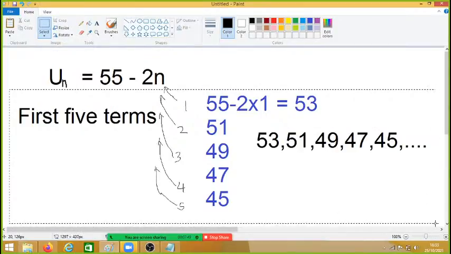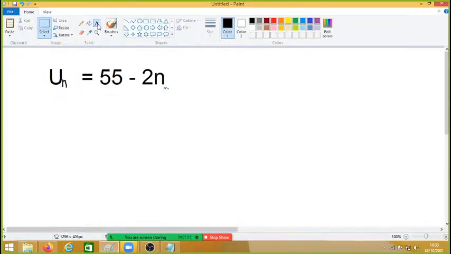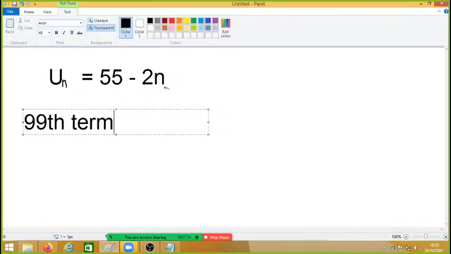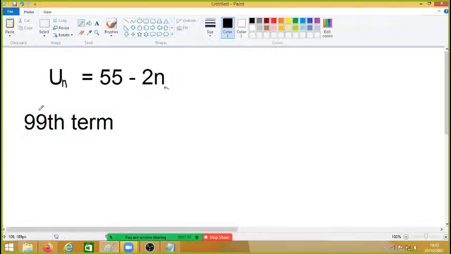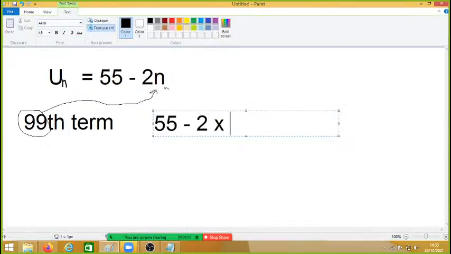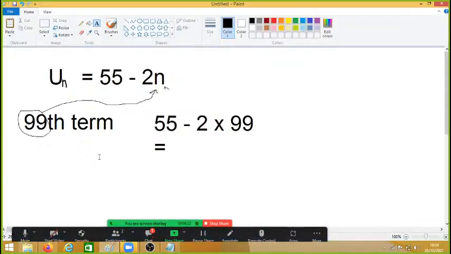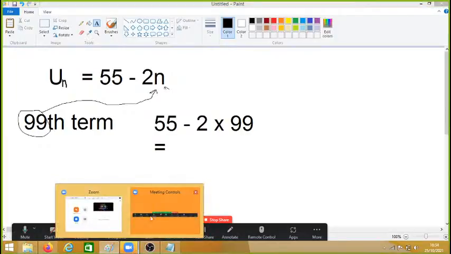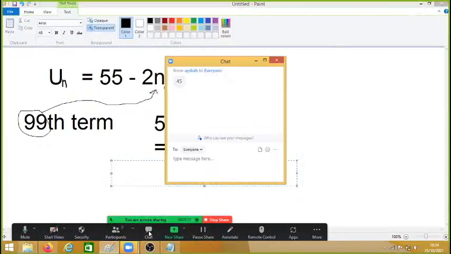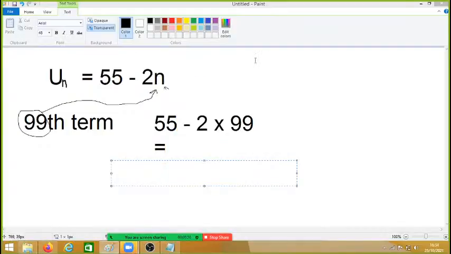Very, very easy. So just to test more on your substitution ability, the next question is find out the 99th term. So what are you going to do here? Well, the number 99, that's your n, so that's going to be substituted into here. So on a calculator, 55 take away 2 times 99. If you want to just type that in and work that out. Okay, looks like we have an answer. Minus 143, that's good.